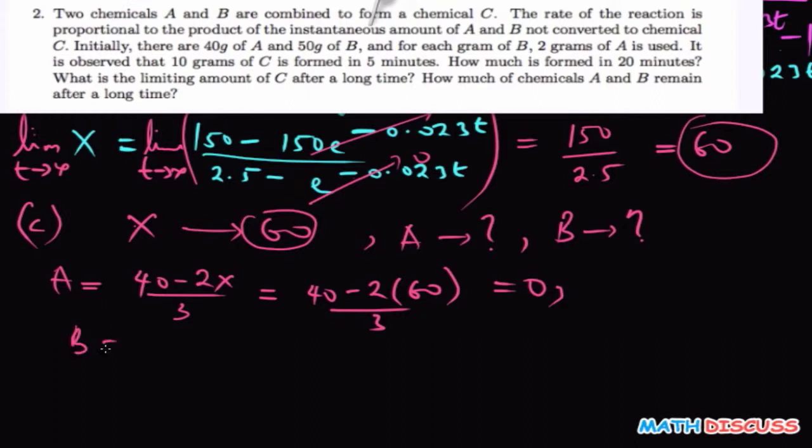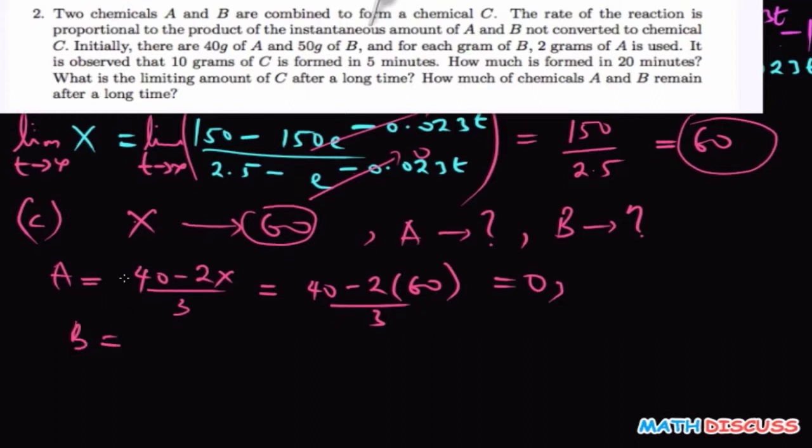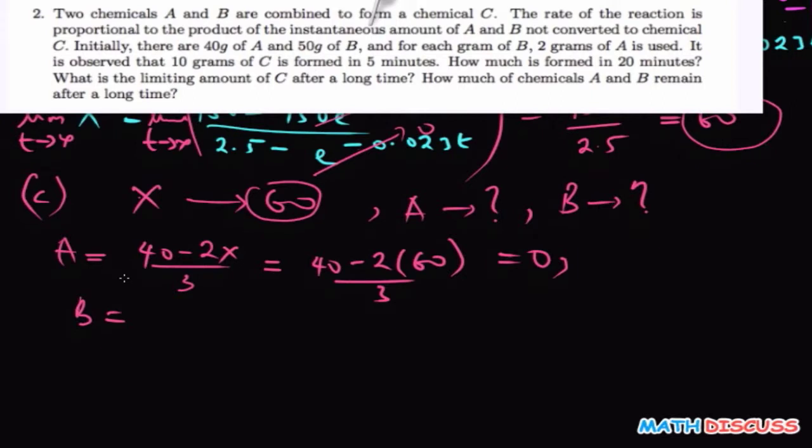And then for B, after a very long time, what we have for our B is (50 minus x) all over 3, and which is going to be (50 minus 60) all over 3, and that is 30 grams. So this is going to be the amount of B remaining after a very long time, and that completes the question.